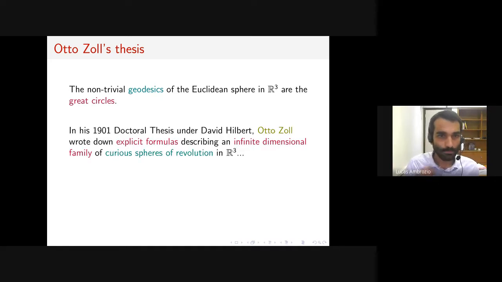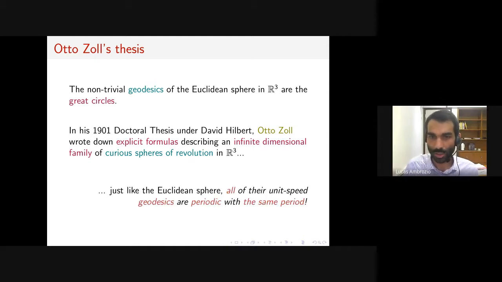In the beginning of the 1900s, a student of David Hilbert called Otto Zoll made a surprising discovery at the time, I think. He managed to write down explicit formulas for surfaces of revolution in R3 that have a very special property. Just like the Euclidean sphere, all of their unit speed geodesics are periodic and they all have the same period. This came as a surprise, so maybe you could think this property of the geodesic flow perhaps characterizes the round sphere. And what Zoll showed is that no, you cannot characterize the sphere. There are many other spheres with the same property.